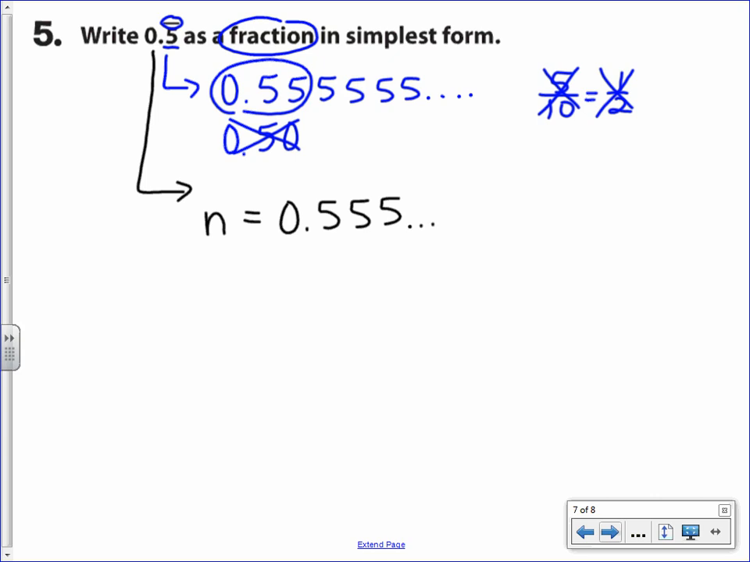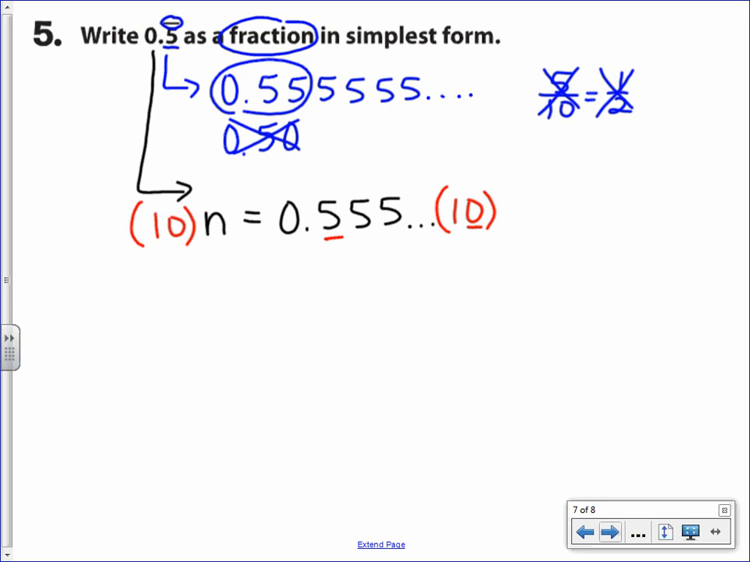It's going to go like that. I need to get rid of our repeating part here. So what I want to look at is the number of repeating digits I have. I only have one digit that repeats itself over and over again, and it's the 5. If it's one digit, I'm going to multiply by a power of 10 with that many zeros after it. So I have one number being repeated, that's 5. So I'm going to multiply both sides by 10. Let me say that again. I have a 5 repeating, that's one number. So I multiply by a power of 10 with one 0, 10.